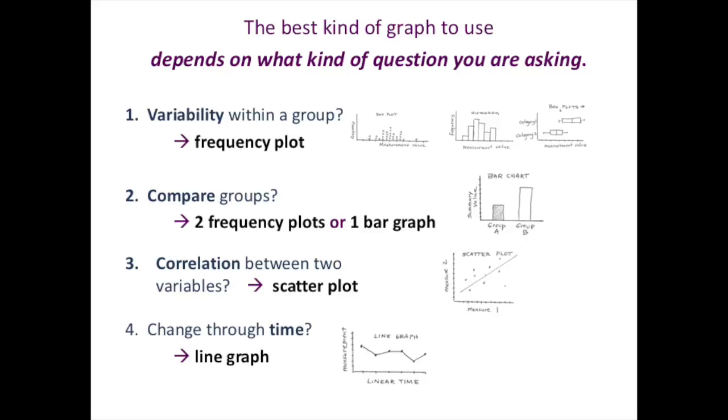To compare groups, comparison of a data set can be done with 2 frequency plots, 2 histograms, or 2 box and whisker graphs, or by simply using a bar graph with a summary number for each group.